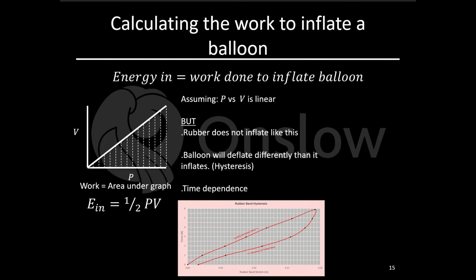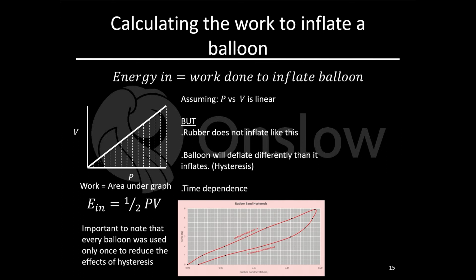So this graph is demonstrating how a balloon is inflated. Now we're making some pretty big assumptions here that everything is linear, because it would be almost impossible to calculate if it isn't. So from this we're only really going to be able to see trends. As you can see, rubber doesn't inflate like this because the balloon's going to deflate differently than it inflates. This is hysteresis, and it's also going to be time dependent.